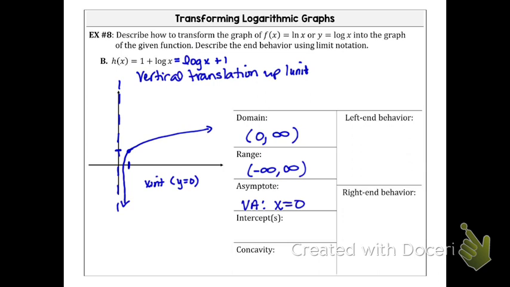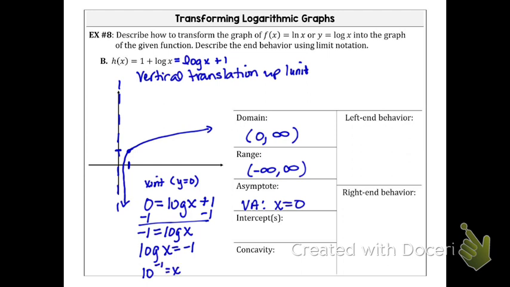So we end up with 0 equals log of x plus 1. So I could subtract the 1. So we get negative 1 equals log of x, which I could rewrite as log of x equals negative 1. I'm going to change that to exponential form because I can't solve for x here. To get rid of the log, I have to go to exponential form. So my base is 10. My y is negative 1 equals x. So x will equal 10 to the negative 1, which is the same as saying 0.1.